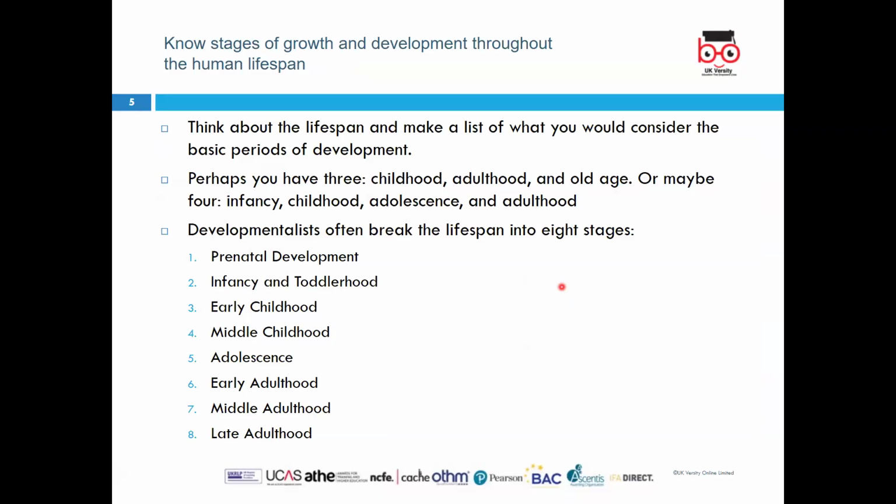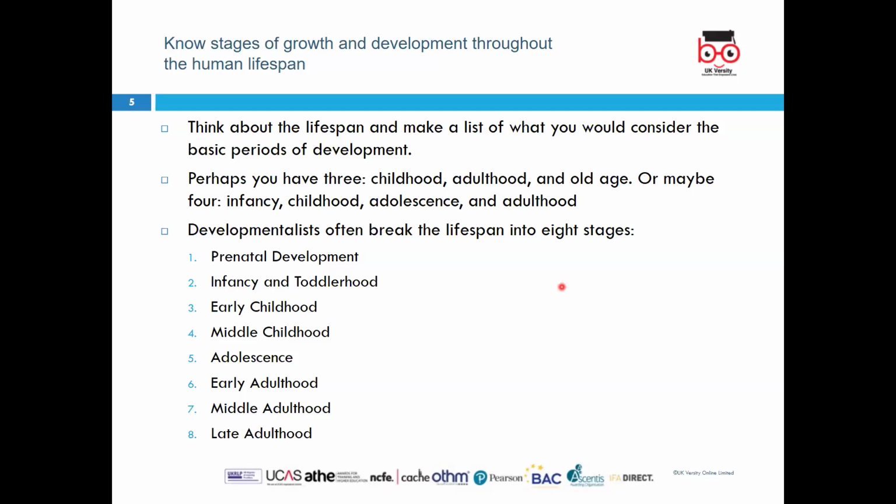So now we will try and understand the stages of growth and development throughout the human lifespan. Think about the whole lifespan, and make a list of what you would consider the basic periods of development. You could think about childhood, adulthood, and old age, or maybe you can divide it into four different stages, like infancy, that means less than 1 year, childhood, then adolescence, and then adulthood. Developmentalists often break the lifespan into 8 stages. Most of the time, you will have these stages there.